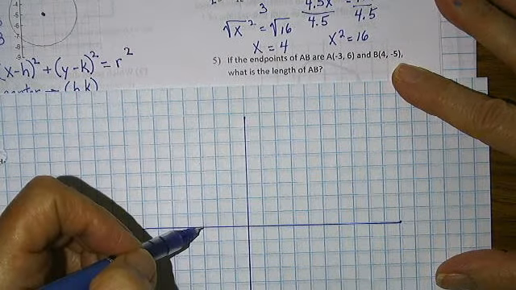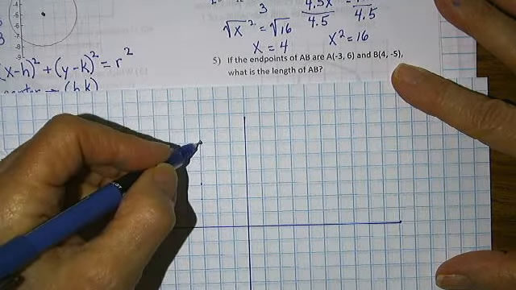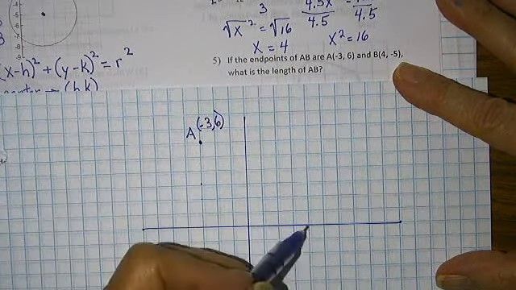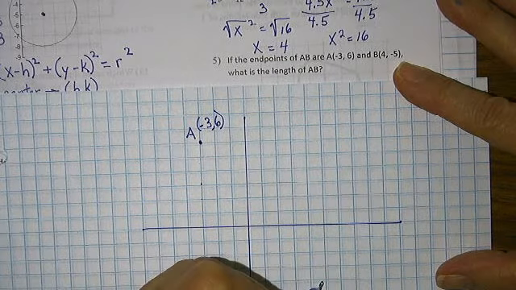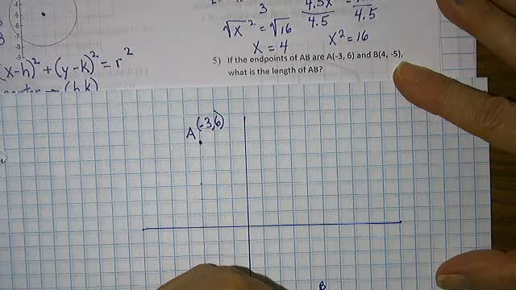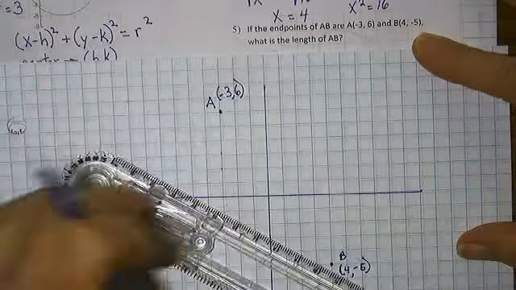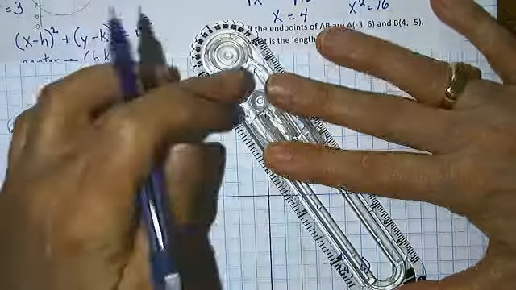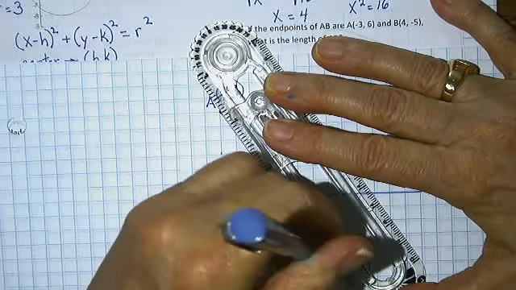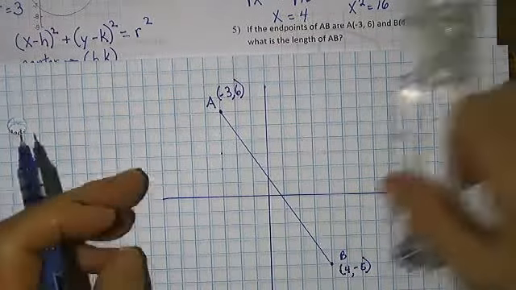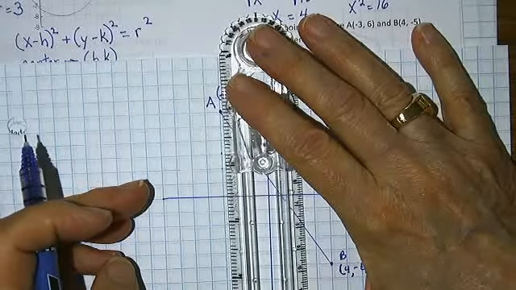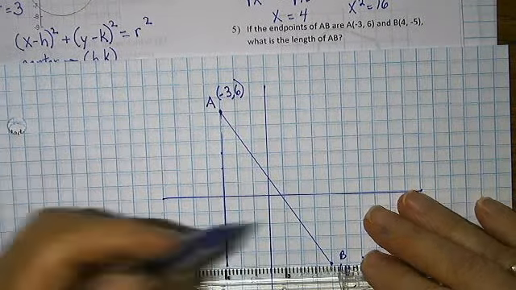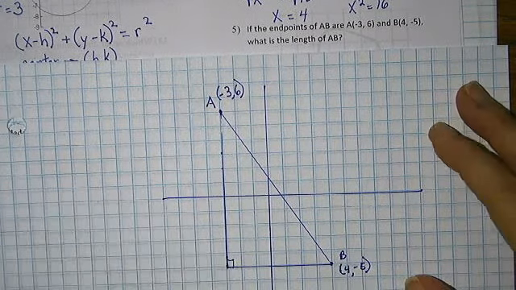A is -3, 6, and B is 4, -5. This is actually left over from Algebra 1. You can use the distance formula. People are crazy about the distance formula. I myself personally think it's too much like work. I like the Pythagorean theorem. And it turns out the distance formula is nothing but the Pythagorean theorem. So, whatever floats your boat.